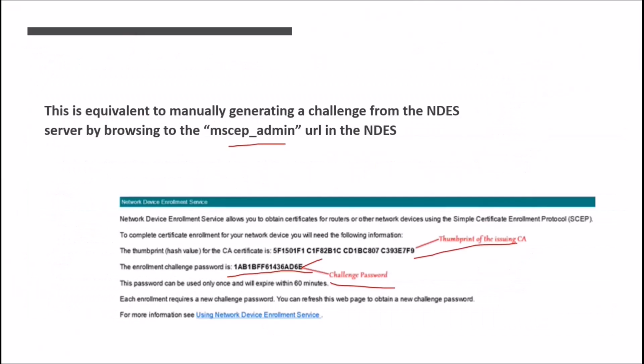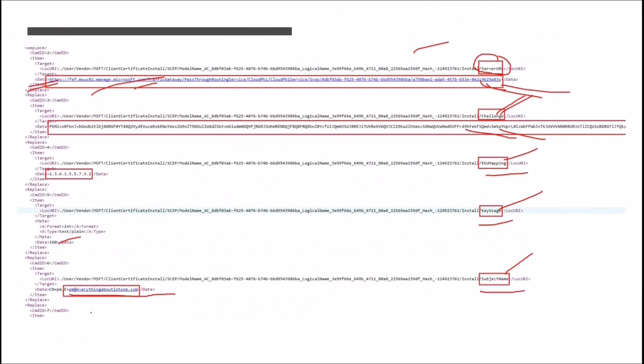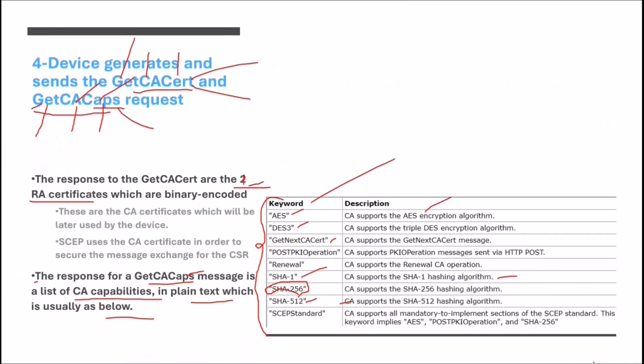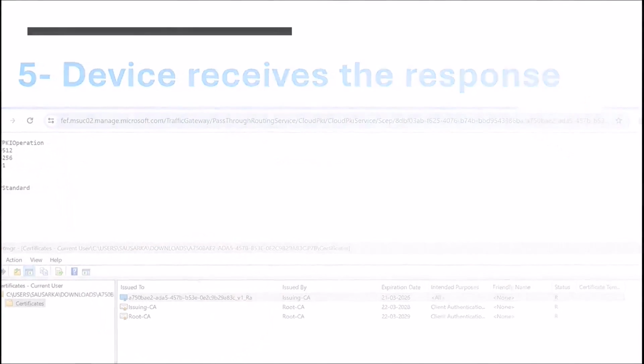After that, the device reached out to the SCEP service and did a get CA cert and a get CA caps request. The SCEP service responded to the get CA caps request and mentioned its capabilities. These were the capabilities. And then it responded to the get CA cert request and provided the RA certificate. Okay, this is what has happened until step 5.